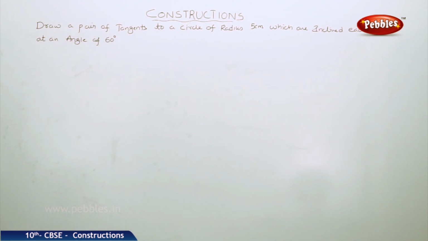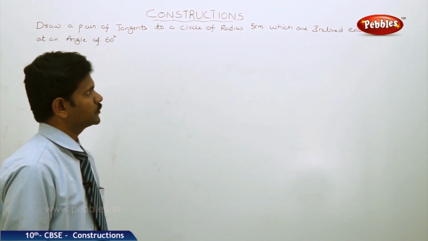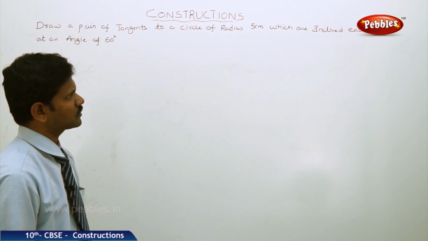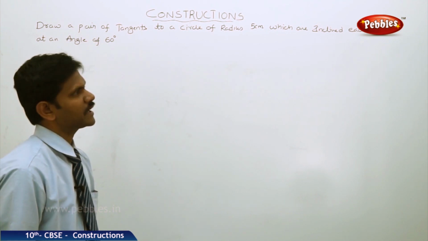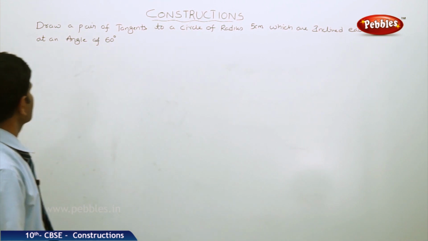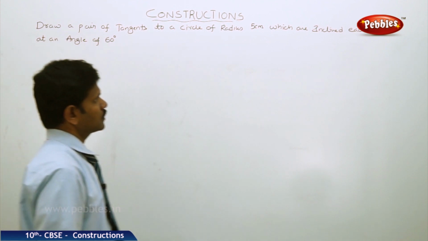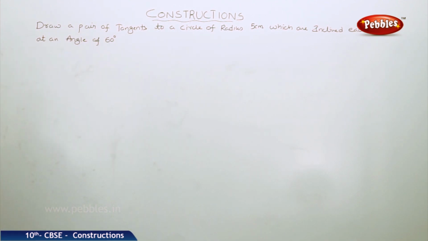Draw a pair of tangents to a circle of radius 5 centimeters which are inclined to each other at an angle of 60 degrees. Now let us see.